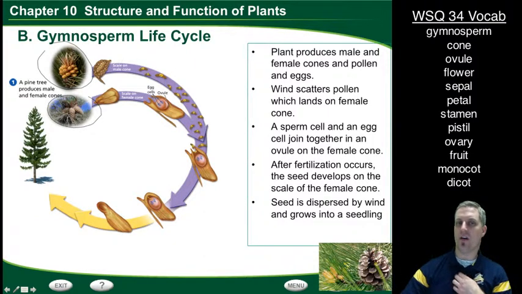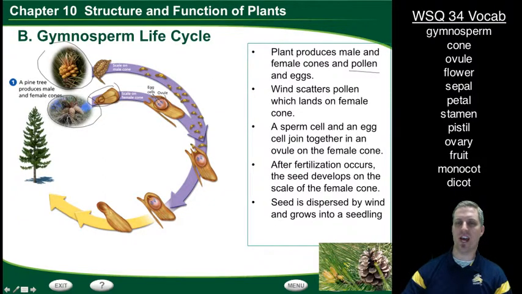The male cone produces a particular scale, and in that scale, it will produce what's known as pollen. Pollen is going to hold the male sex cells, the sperm. The female cone produces scales like this, and at the base of those scales, it's going to produce ovules. In the case of a pine, it'll produce two eggs that are inside the ovule of that particular scale on the cone.